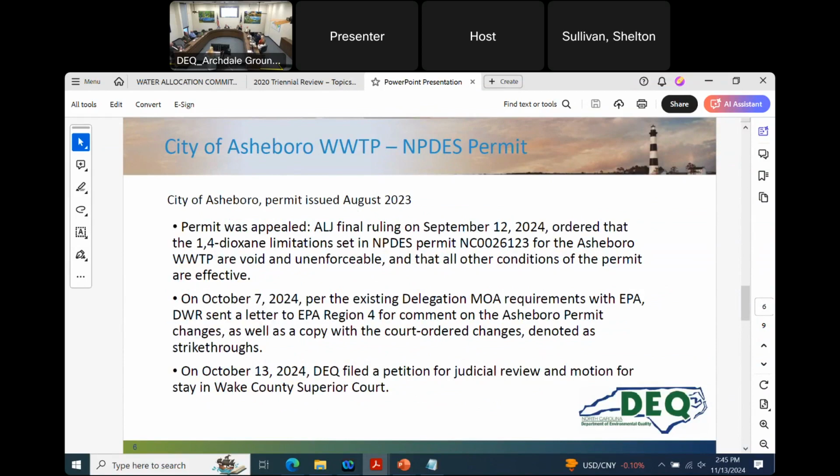And now I'll talk about the City of Asheboro's permit. The City of Asheboro's permit was issued in August of 2023. It was appealed. The ALJ made a ruling that the 1,4-dioxane limitation in the permit is void and unenforceable, and that all other conditions of the permit are effective. As a result, since it's a major permit, we are required, and we did this on October 7th, as part of our MOA with the EPA, to send that revised permit to the EPA for their concurrence.